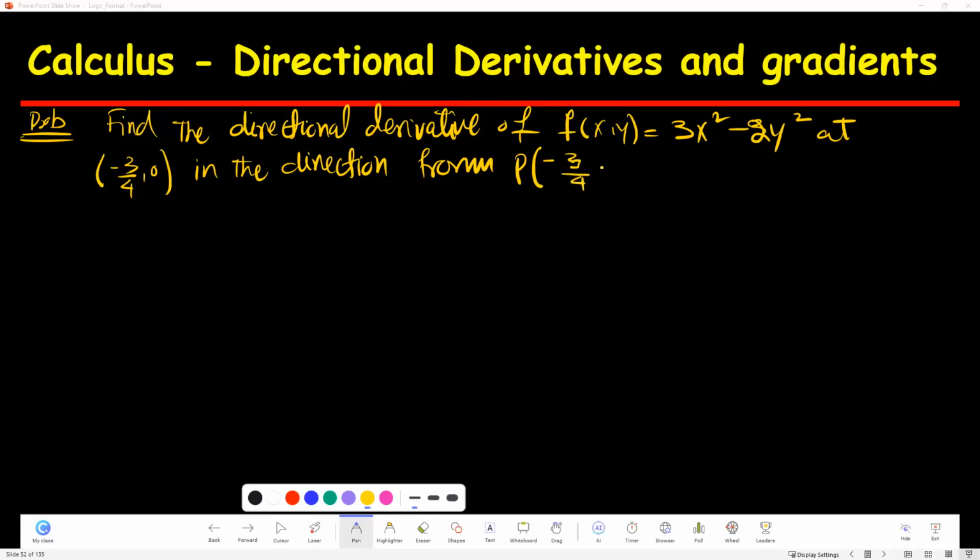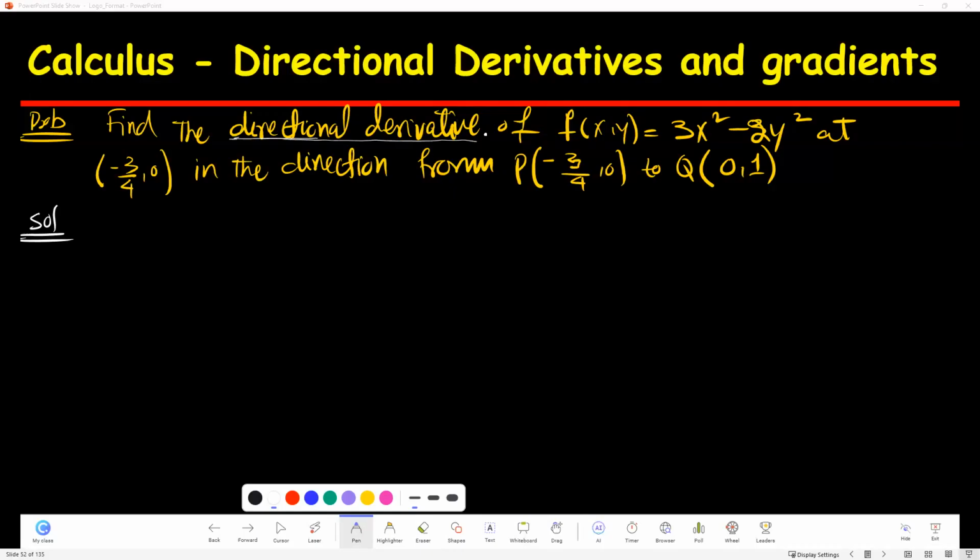And in this, like I mentioned earlier, sometimes they give you the vector in a vector form, sometimes they give you the vector in a coordinate form, and sometimes the vector is given in a unit form. So P is minus 3 over 4, 0 and Q is 0, 1. Those are my two coordinates. Let's start. The key here is going to be the directional derivative.